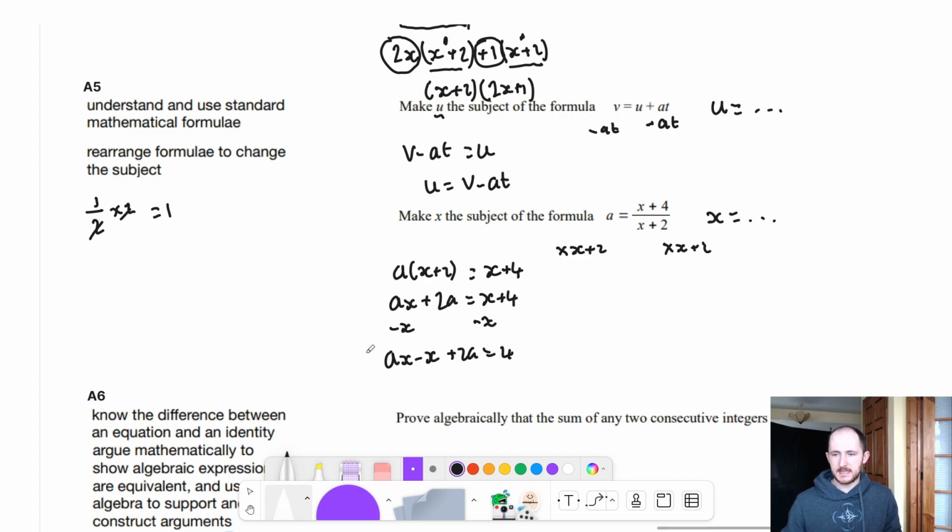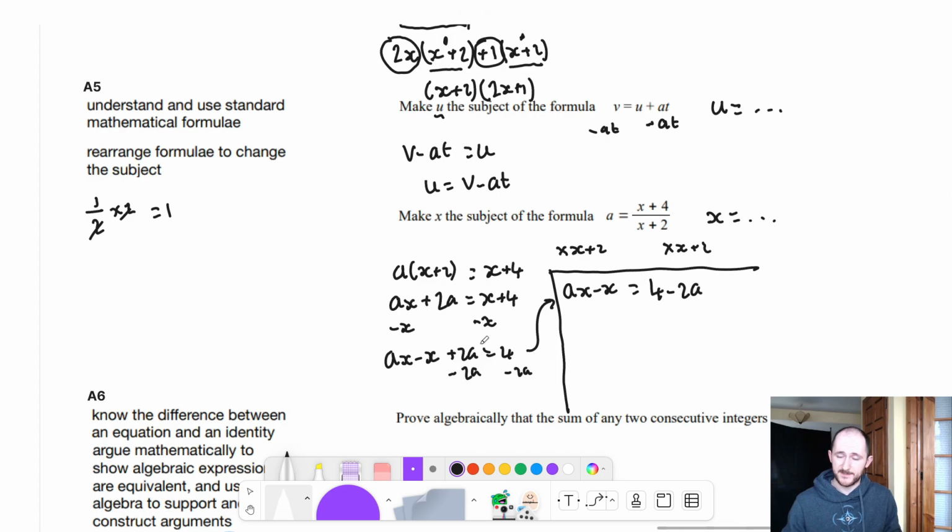I want just x's on one side, right? Because I want x equals. So I'm going to move everything that isn't an x to the other side. Now, I can't move this a, I can't move it yet. So what I'm going to do is move the 2a. That says plus 2a, so using my big brain, I'm going to subtract 2a. Okay, and I'm going to continue from up here. So ax minus x plus 2a minus 2a, that just leaves me with ax minus x. And 4 minus 2a just leaves me with 4 minus 2a because I can't actually solve that.